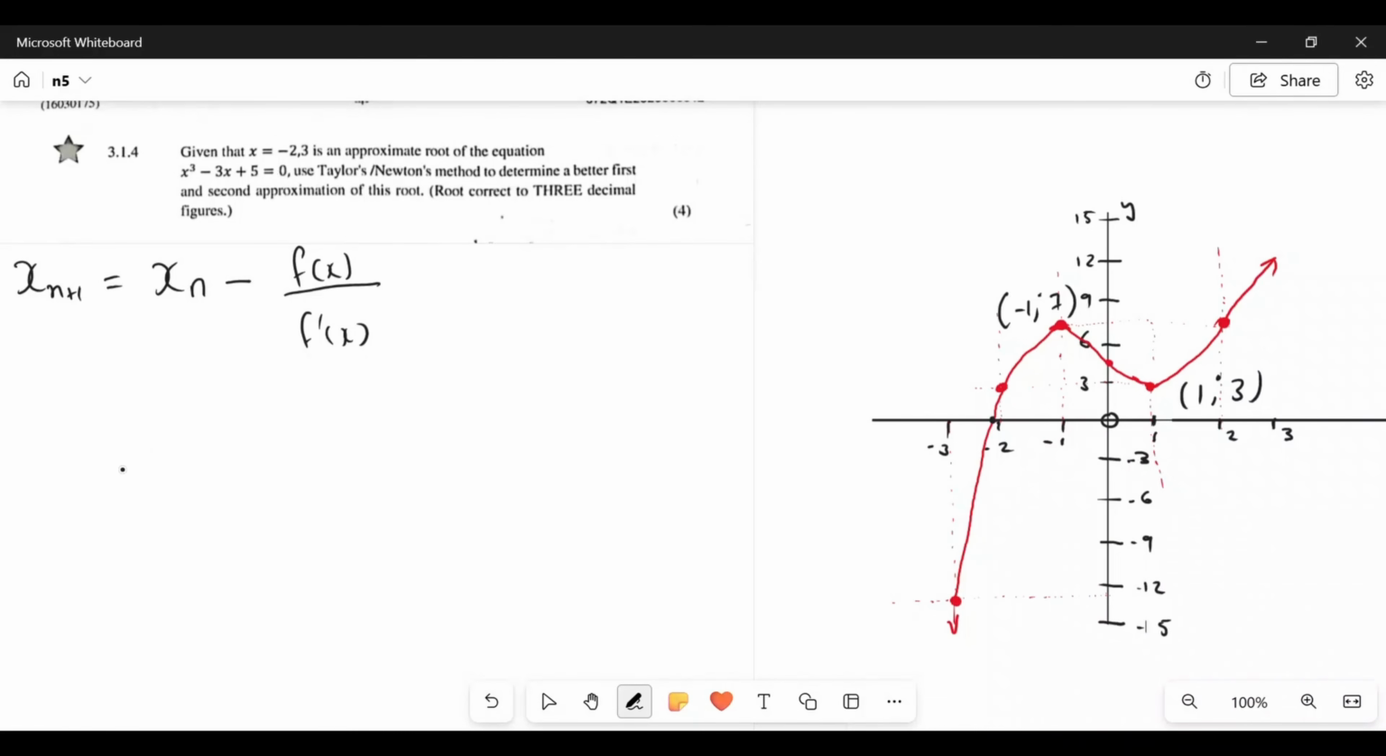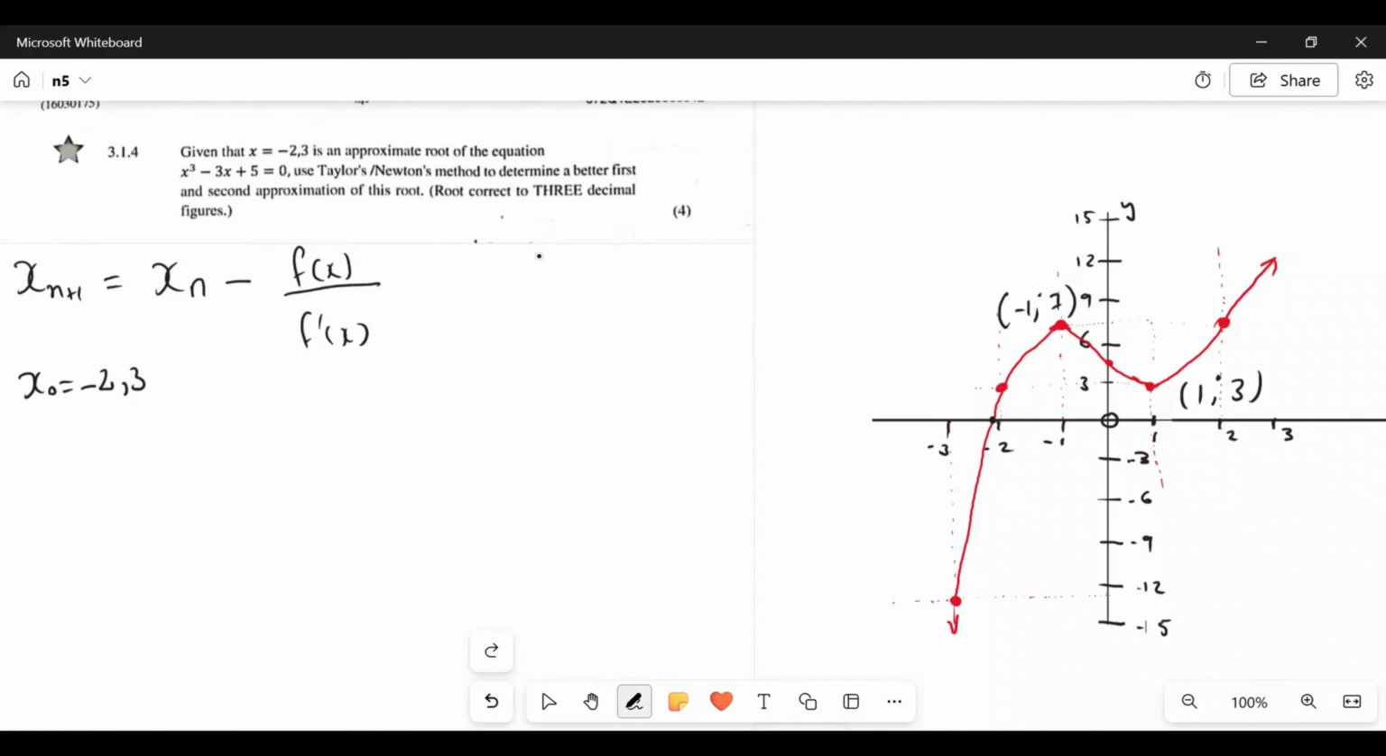Now let's first label here. We have x0. x0 is actually the one that is given to us there, which is negative 2.3. So we need to find x1 and x2. So x0 will be part of x n there. So we need to find f of x and f of x prime there.